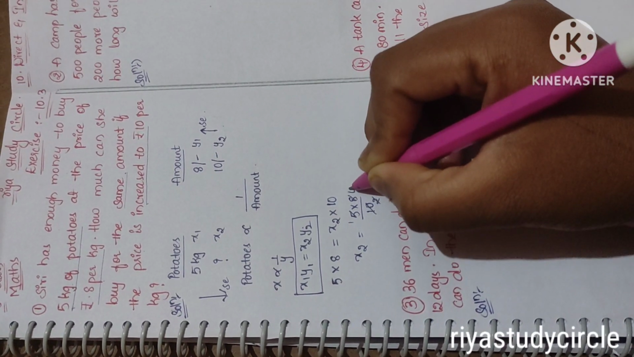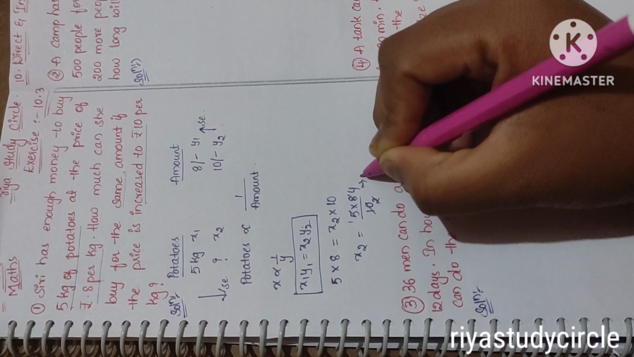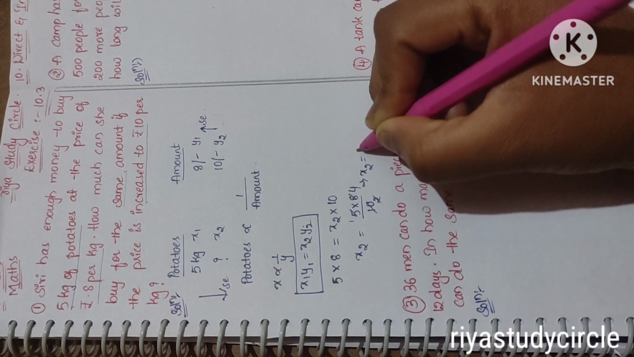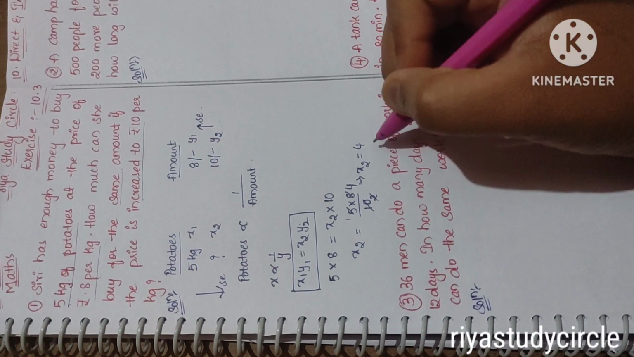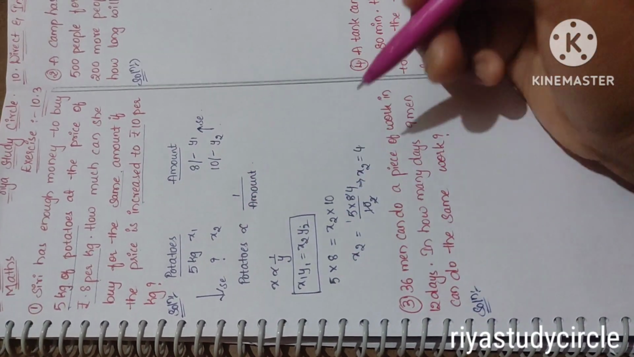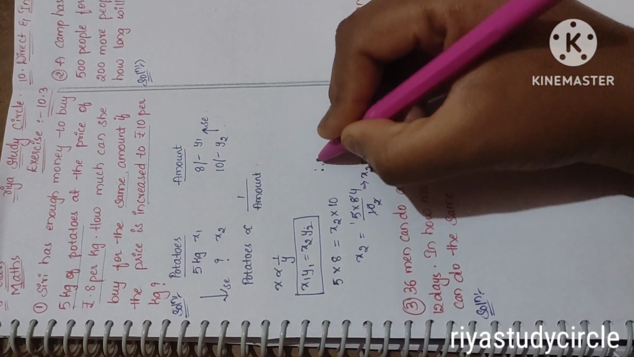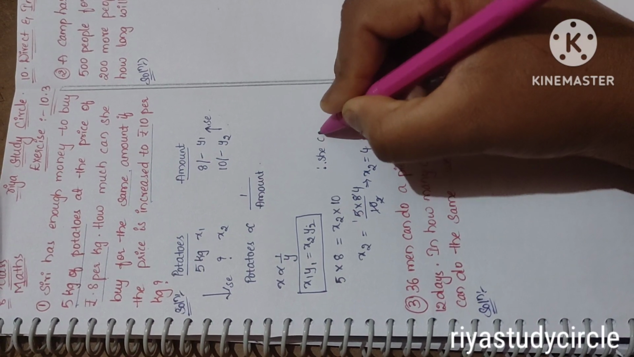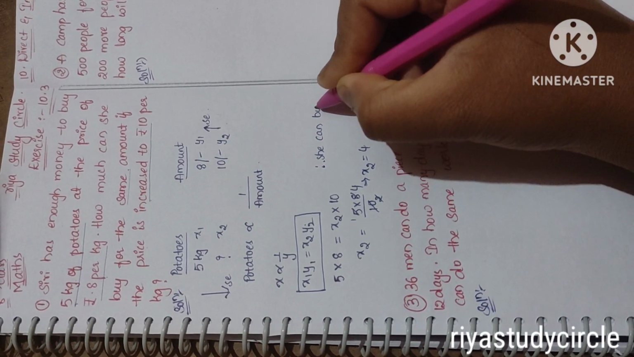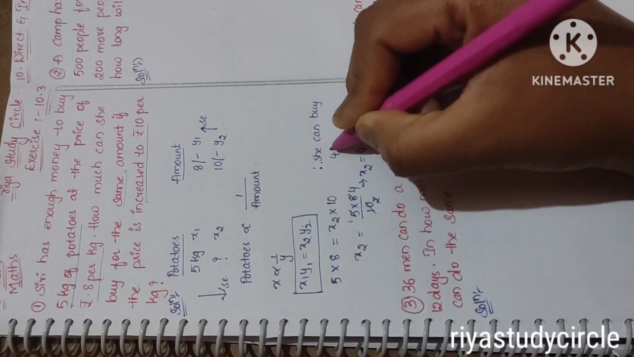Now we have to cancel: 5 ones are 5, 5 twos are 10; 2 ones are 2, 2 fours are 8. So x2 is how much? 4. Here what is x2? The quantity. So we can write the final statement as: she can buy 4 kgs of potatoes if the price is 10 rupees per kg.